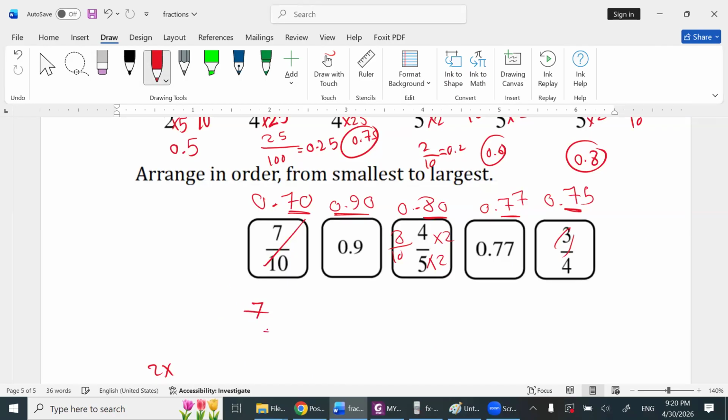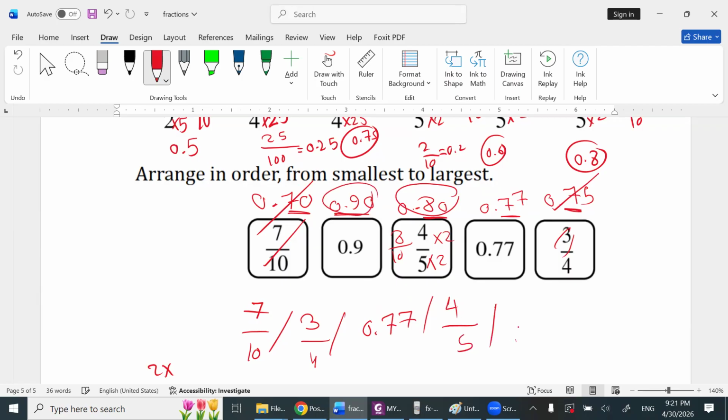Let's order them. The smallest decimal number here will be 0.7 or 0.70. Write it in the original form. The second one will be 0.75, in the original form 3 over 4. The third one will be 0.77. The fourth one will be 0.80, which is 4 over 5. And the last one, 0.9 in the original form.